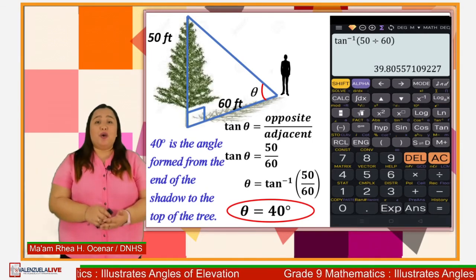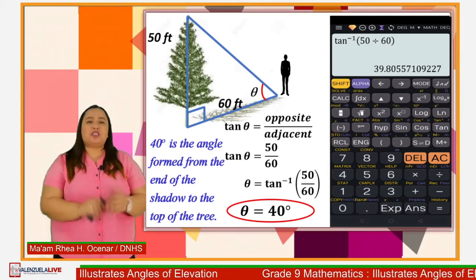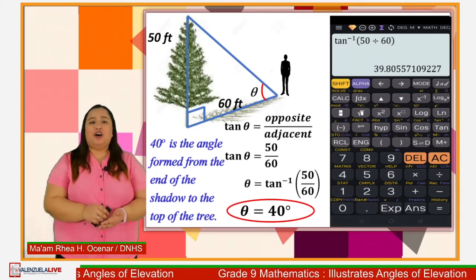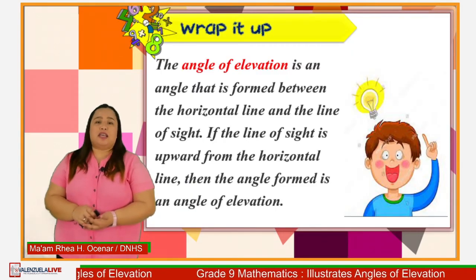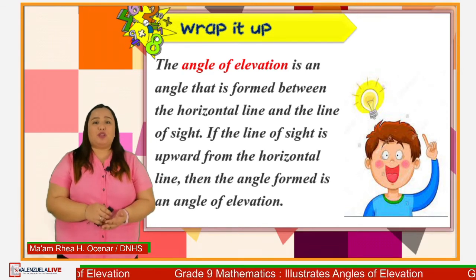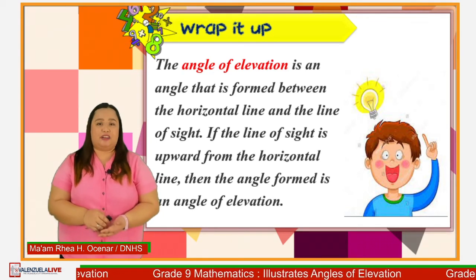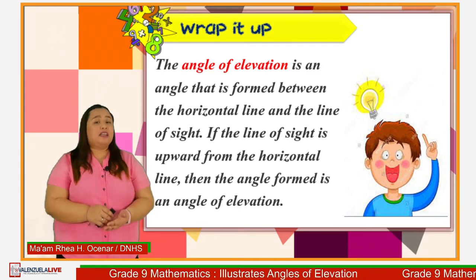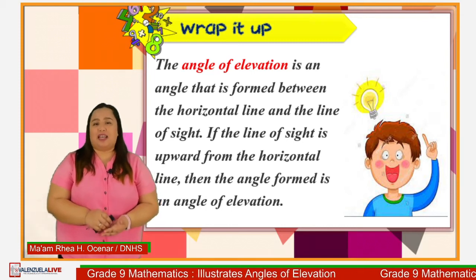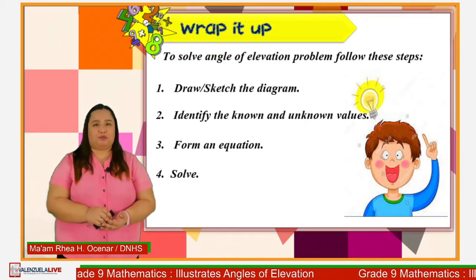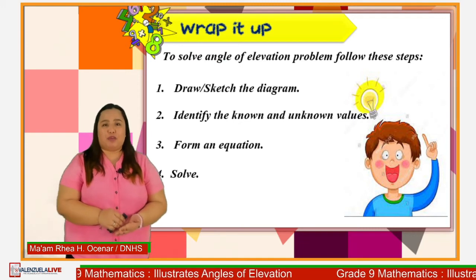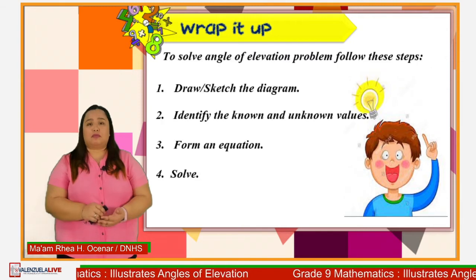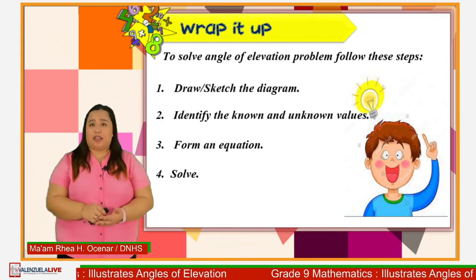I hope you understand our lesson. To sum up our lesson today, we have learned that the angle of elevation is an angle that is formed between the horizontal line and the line of sight. If the line of sight is upward from the horizontal line, then the angle formed is an angle of elevation. To solve an angle of elevation problem, follow these steps. 1. Draw or sketch the diagram.